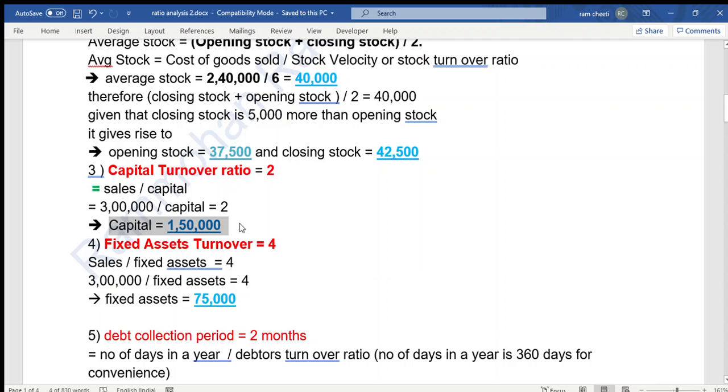So simple, just like that. And fixed assets turnover ratio is equal to 4. Just like capital turnover ratio, sales divided by fixed assets is equal to 4. It is also a given figure. If you observe the question, fourth information is this one, fixed assets turnover ratio. So 3 lakhs divided by fixed assets is equal to 4, and in turn fixed assets is equal to 75,000.